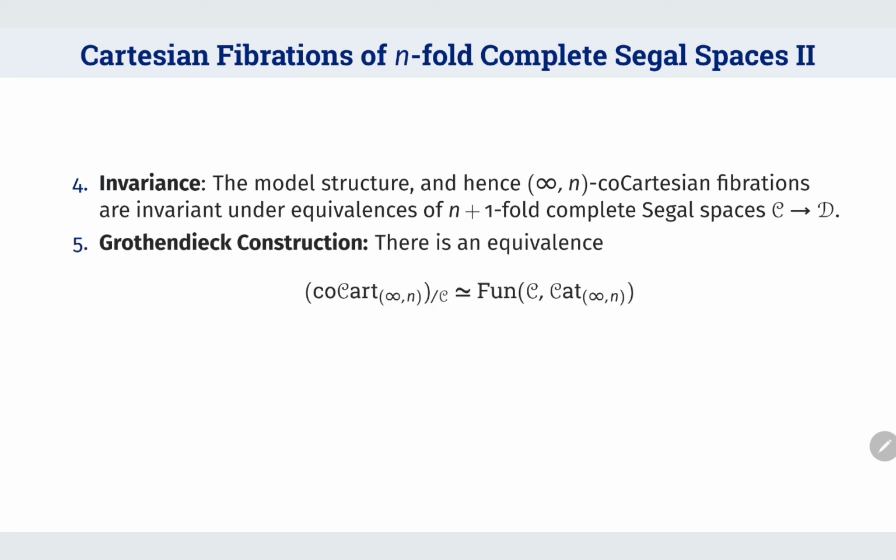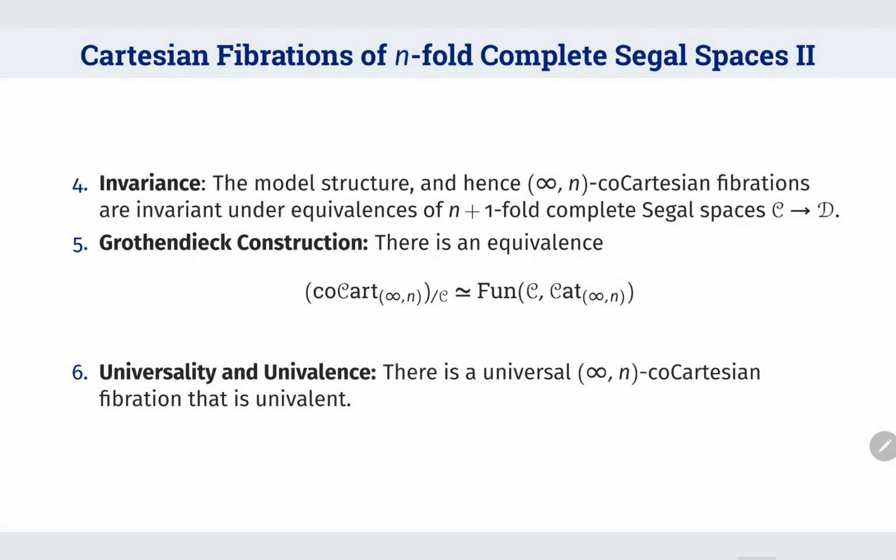Next, we also have a Grothendieck construction, which, as one might expect, is far more complicated than the one categorical one. However, it does lead to a similar result in the sense that we still have a correspondence between coCartesian fibrations over C and functors from C into infinity n categories. And finally, there's also a universal infinity n coCartesian fibration, and that universal fibration is in fact univalent, which is similar to the result for the universal infinity 1 coCartesian fibration.